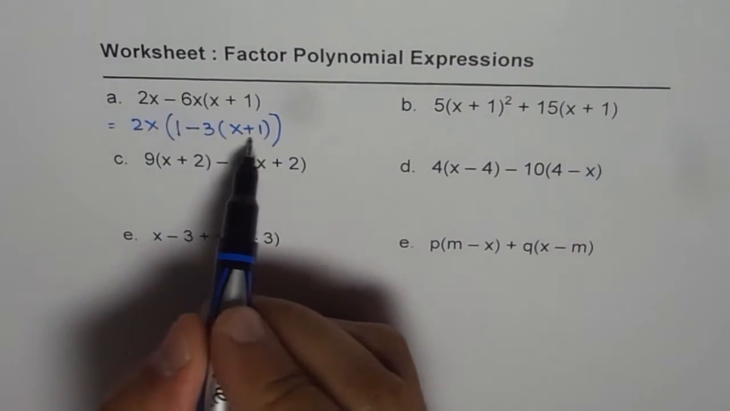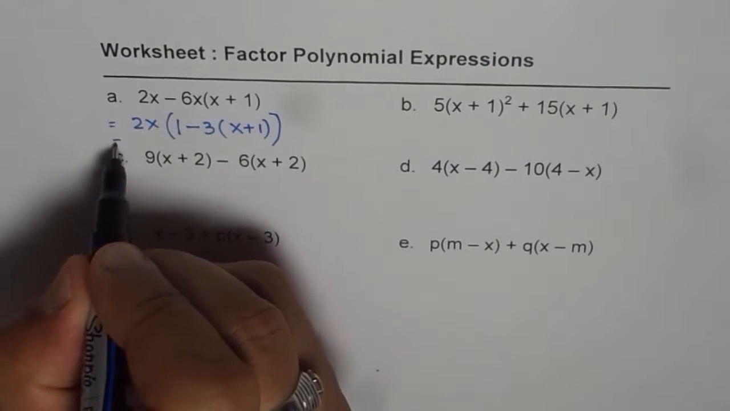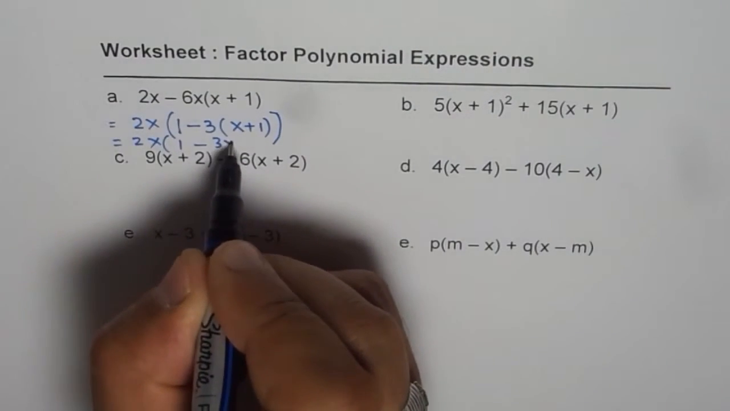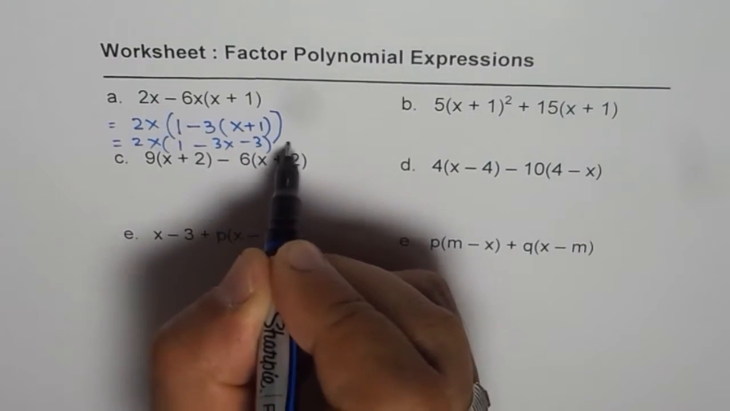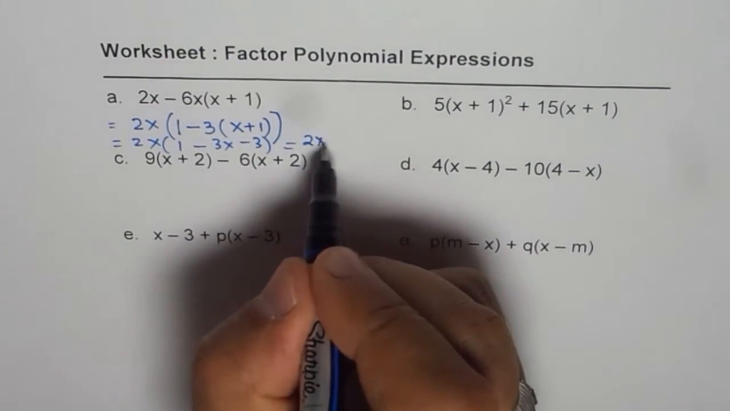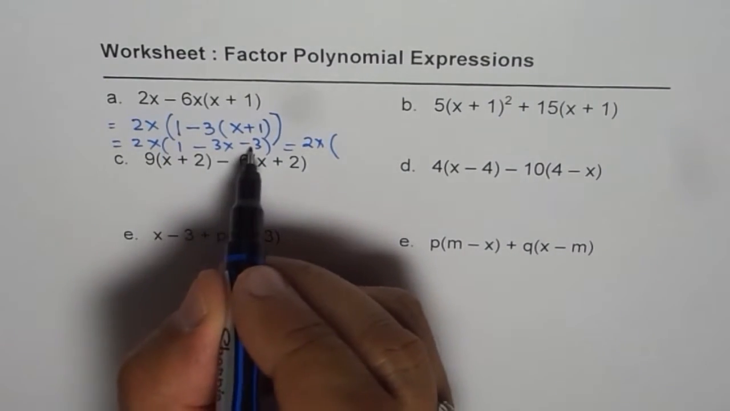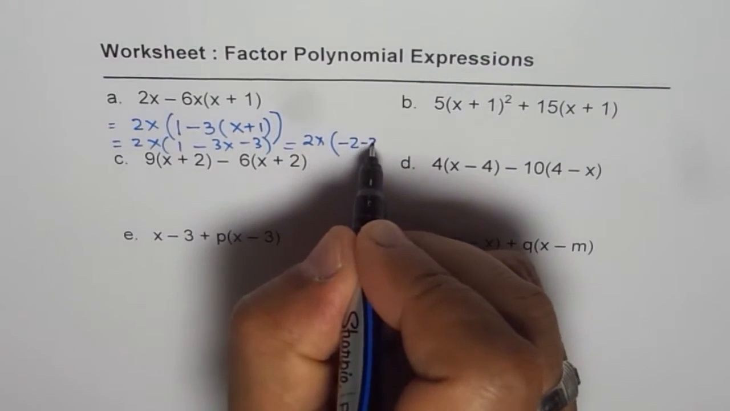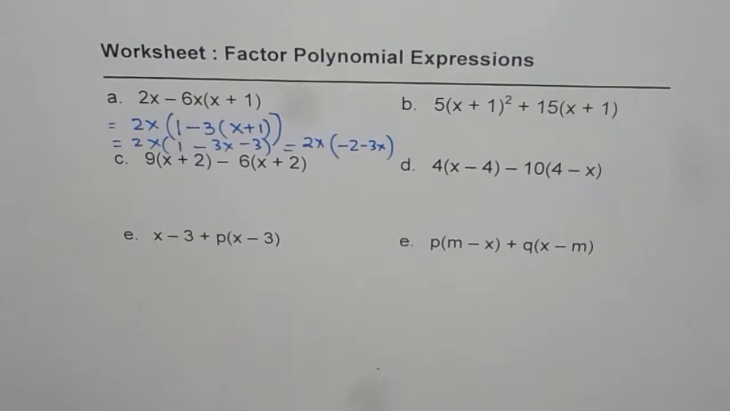Now you should simplify this and then write down your answer. So we have 2x, 1 minus 3x minus 3, and that gives us 2x times 1 minus 3 is minus 2. So we can write this as minus 2 minus 3x, correct? So that becomes our answer.